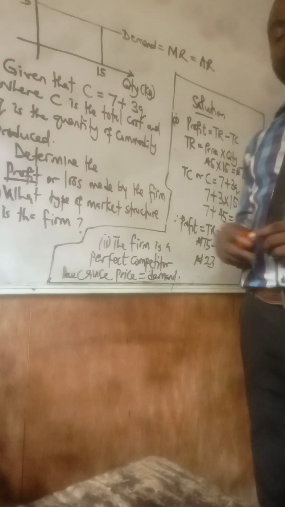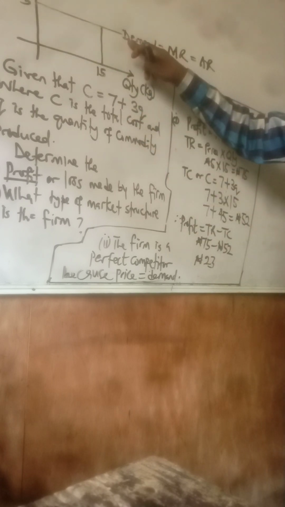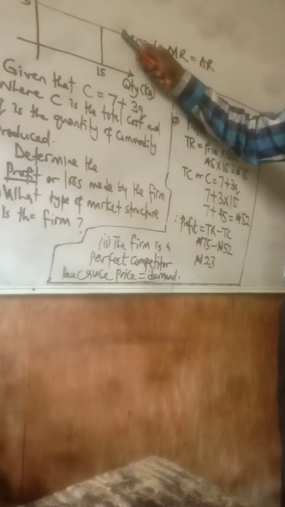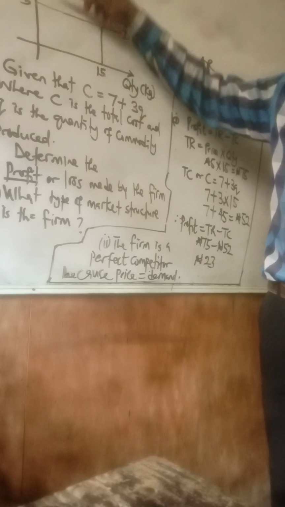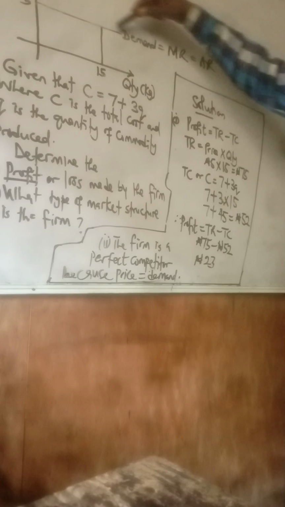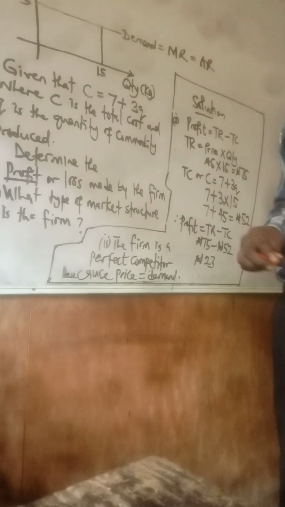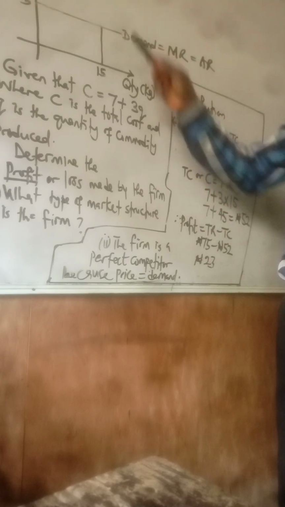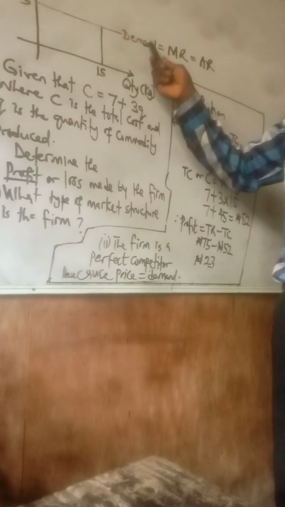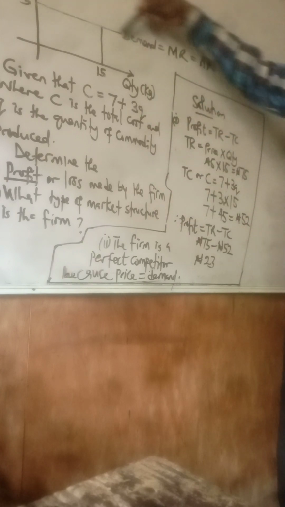Another second reason why it is a perfectly competitive market is that the demand is perfectly elastic. Sorry for that. This is perfectly elastic demand. So the two reasons: the price is the same thing as the demand, that is number one. Number two, the demand curve is perfectly elastic.